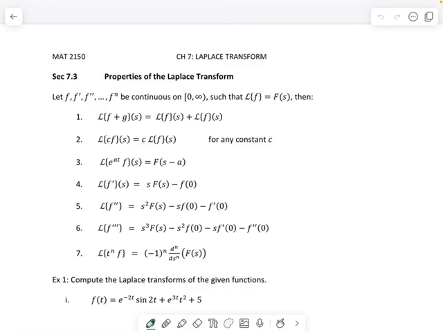Then the Laplace transform of f plus g is equal to the Laplace transform of f plus the Laplace transform of g. So note here this property and the second one, if you recall, these combined make up the linearity property.